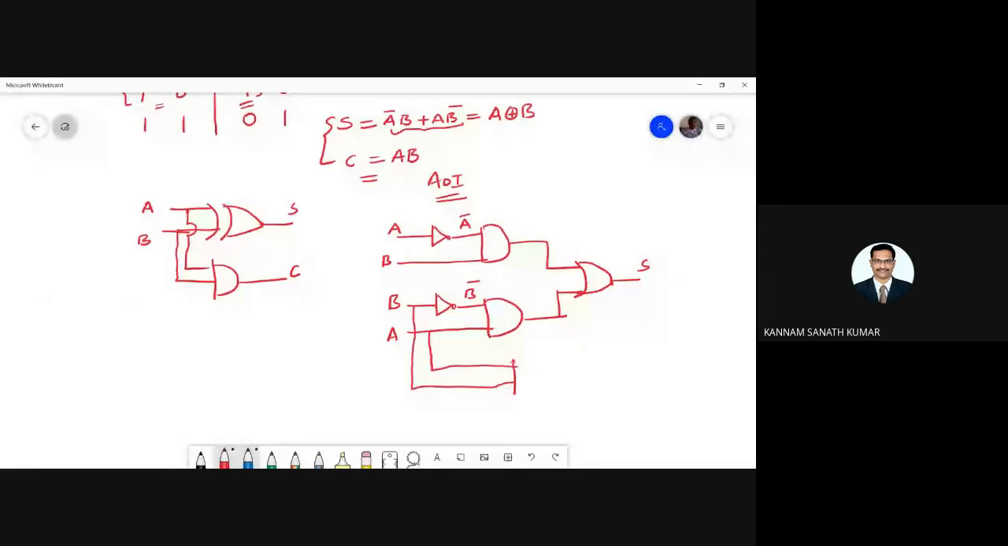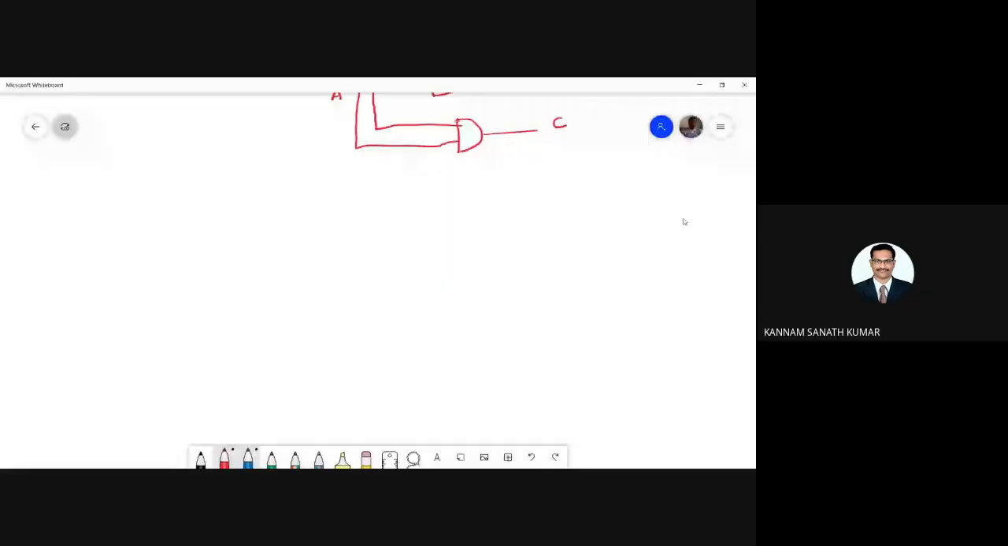So like this, you need to realize by using the basic XOR gate and AND gate, and by using universal gates. So what are our universal gates? NAND gate and NOR gate are nothing but the universal gates. So that same expression I'm implementing by using the NAND logic.